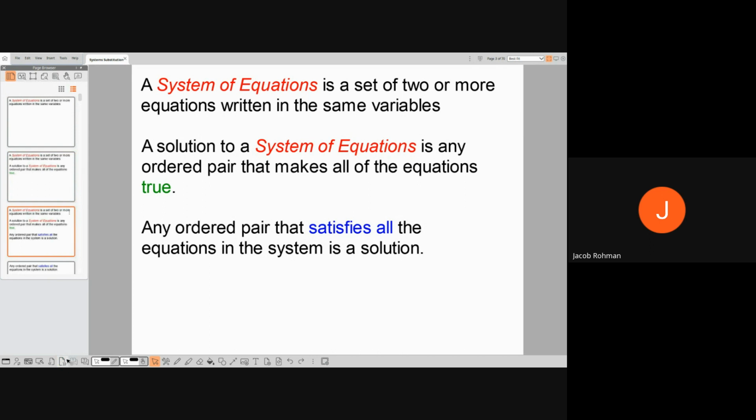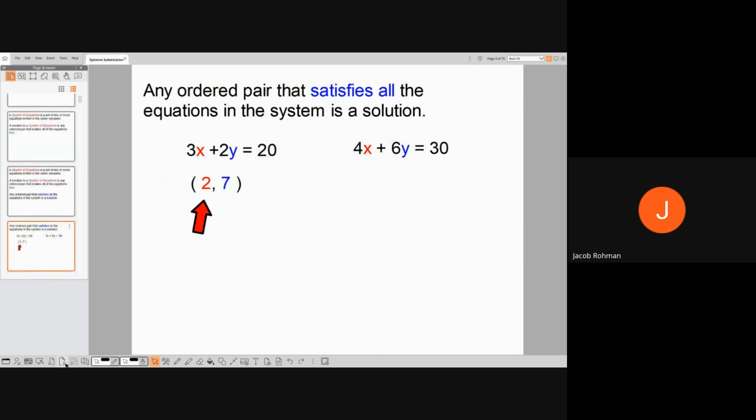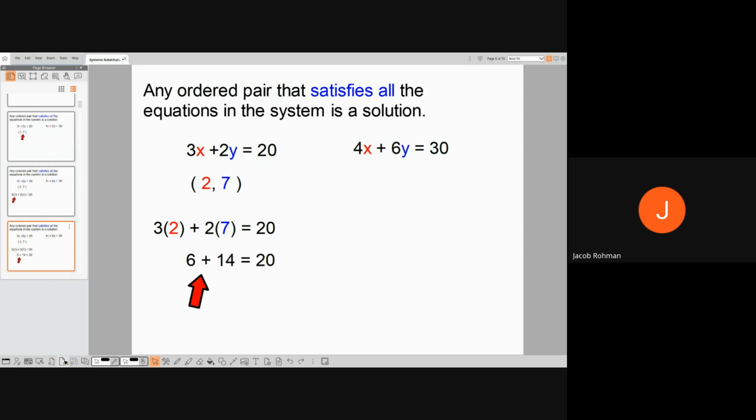So let's take a look at the ordered pair (2, 7) to see if it satisfies the equations in this system: 3x + 2y = 20 and 4x + 6y = 30. We substitute 2 for x and 7 for y and evaluate the first equation: 6 + 14 = 20, which gives 20 = 20, and that's a true statement.